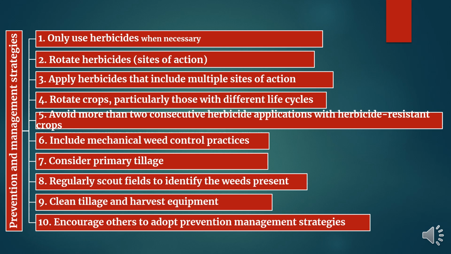The first one is to only use herbicides when necessary. Where available, base herbicide applications on economic thresholds. Continued development of effective economic threshold models should be helpful.